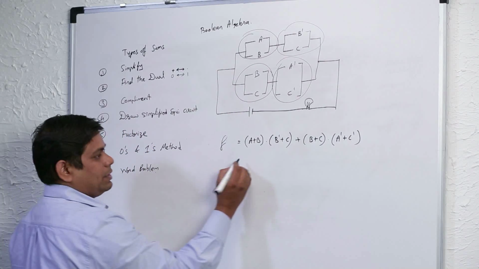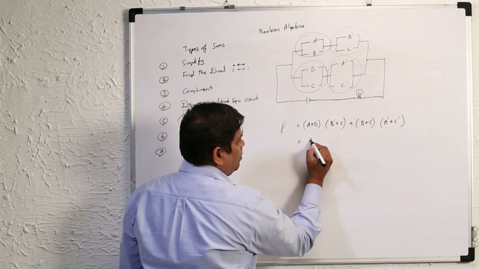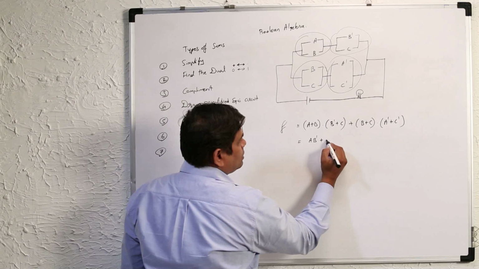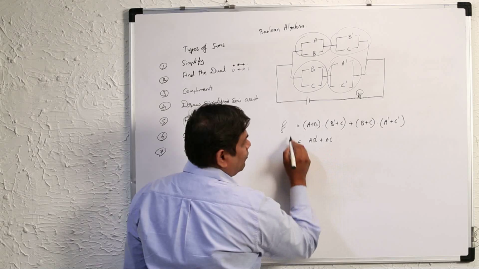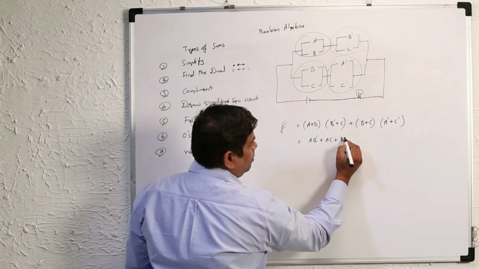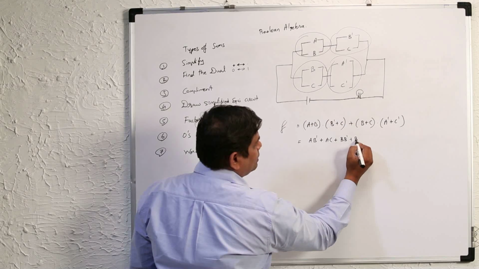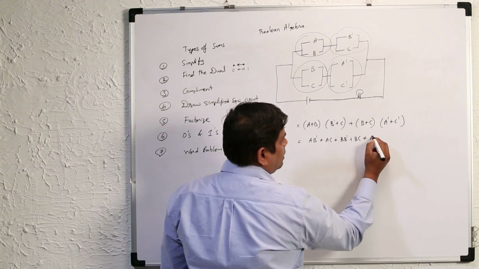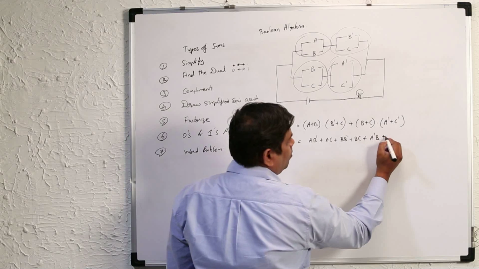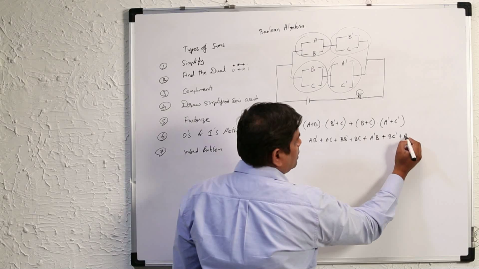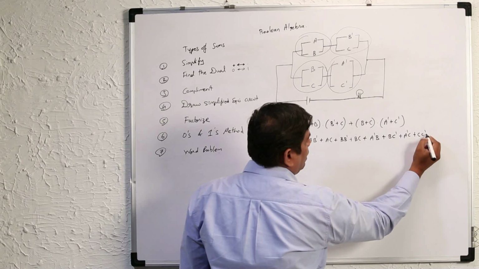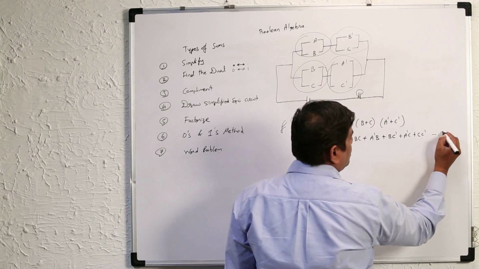Let us simplify this. So we have here AB dash plus, I hope you remember what we are going to follow, b dash plus bc plus a dash b plus bc dash plus a dash c plus cc dash, which we have used is called distributive.